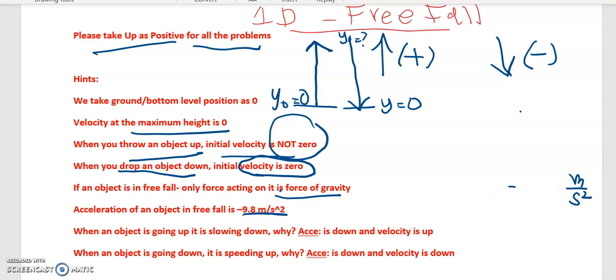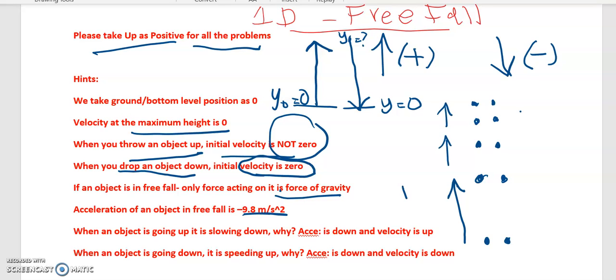Let's draw a motion diagram for an object that is thrown upwards. You will see the spacing between the dots is going to decrease, and when it comes back, the spacing between the dots is going to increase. When it is going up, it is slowing down. Why? Because velocity Vy is up, but acceleration Ay is down. When velocity and acceleration are in opposite directions, the object is going to slow down.